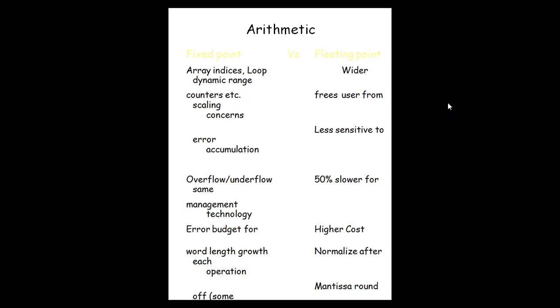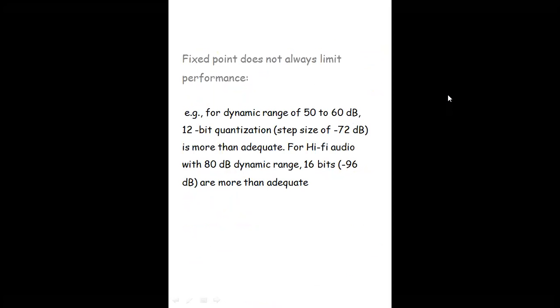In the case of normalized floating point, it is after the summations. The mantissa is rounded. The fixed point does not always have limited performance. For example, for a dynamic range of often 50 to 60 decibels, 12-bit quantization is more than adequate. For hi-fi audio with 80 dB dynamic range, 16 bits is more than adequate.